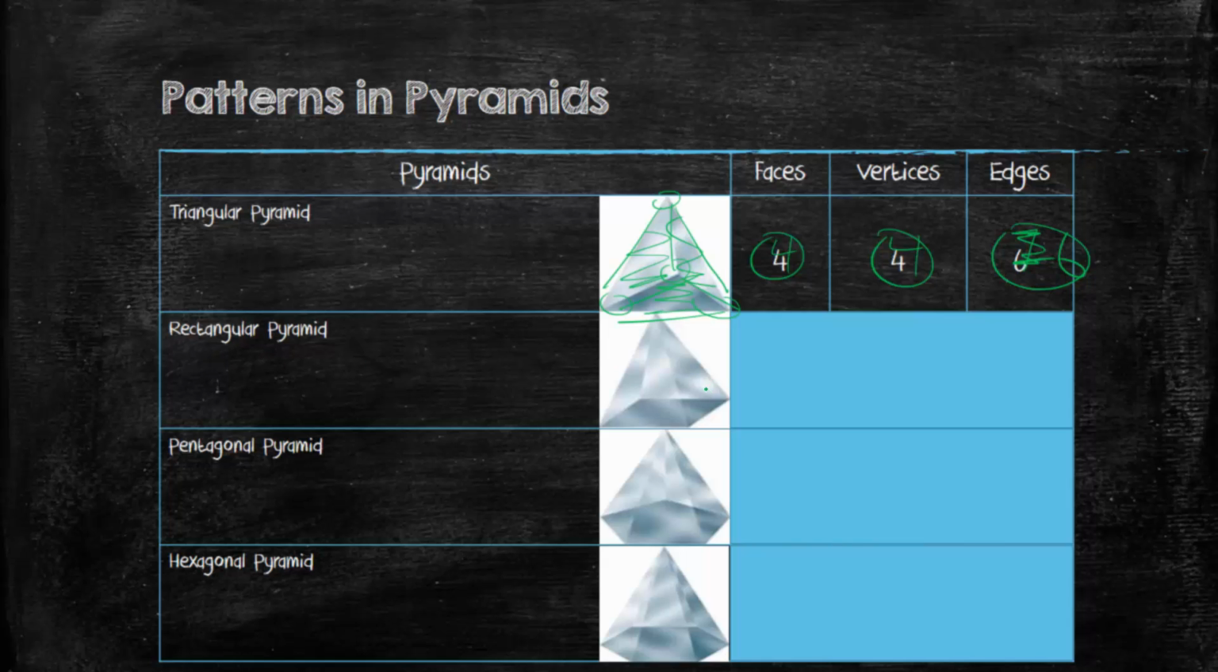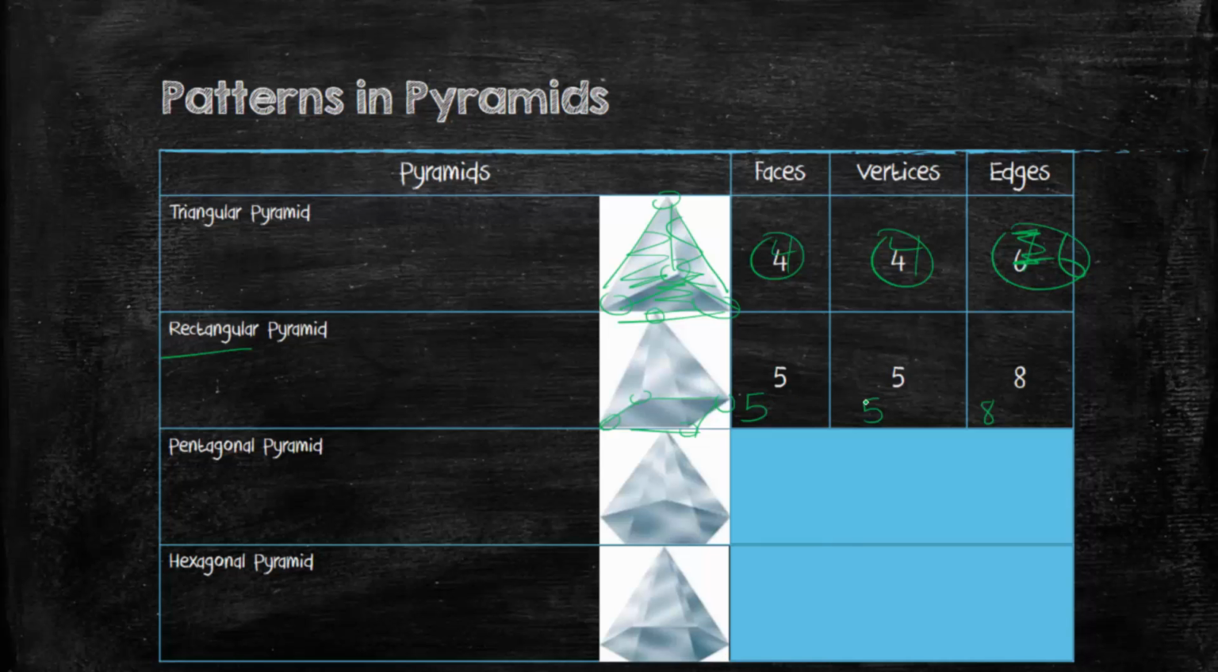next one, rectangular pyramid. In terms of faces, again, a rectangular pyramid is 4, right? So there's 4 faces up top plus 1 at the bottom. That should say 5. In terms of vertices, we've got 1, 2, 3, 4, and one up top. That's 5 vertices. And for edges, it should be 1, 2, 3, 4. That's 4 edges, plus 1, 2, 3, 4. That's 8. Let's see if we're right here. And we are. So 5, 5, 8.